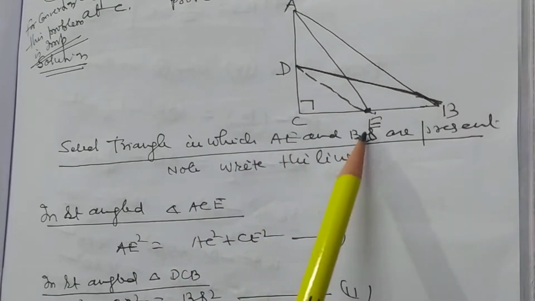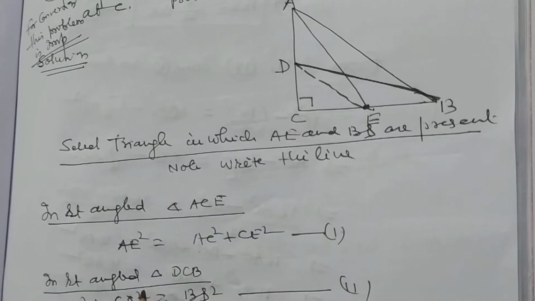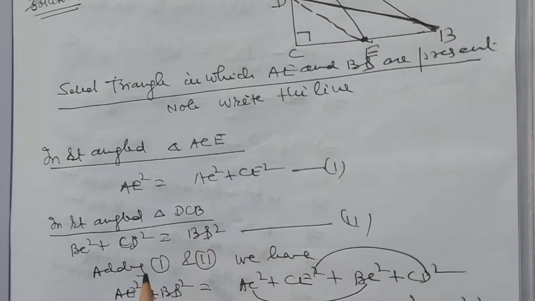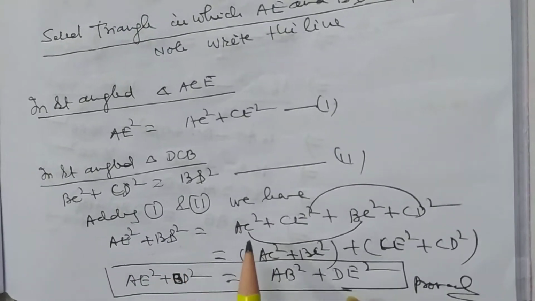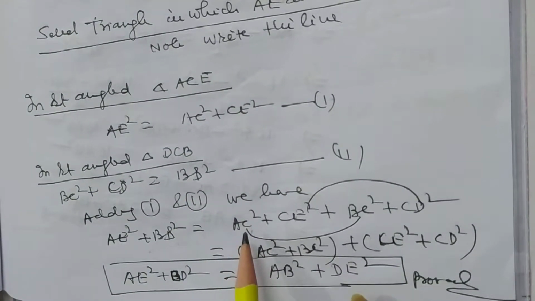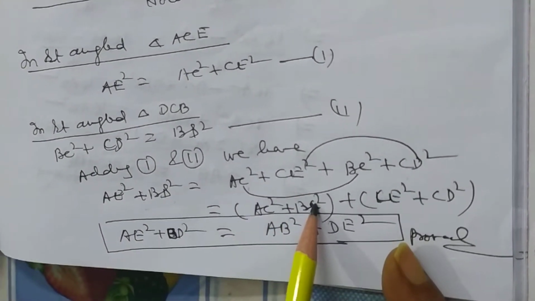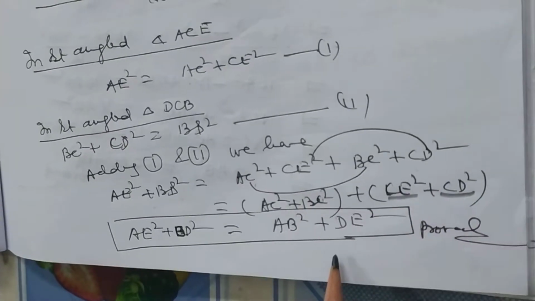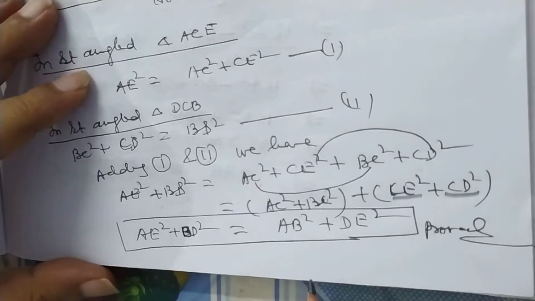Now in right angle triangle ACE, AE square is equal to AC square plus CE square, this is equation first. In right angle triangle DCB, BC square plus CD square is equal to BD square. Adding equation first and second, we have AE square plus BD square is equal to AC square plus CE square plus BC square plus CD square. Now make a group AC square plus BC square in a same group and CE square plus CD square in a same group. So it will be AB square plus DE square. In this way you can solve this problem.